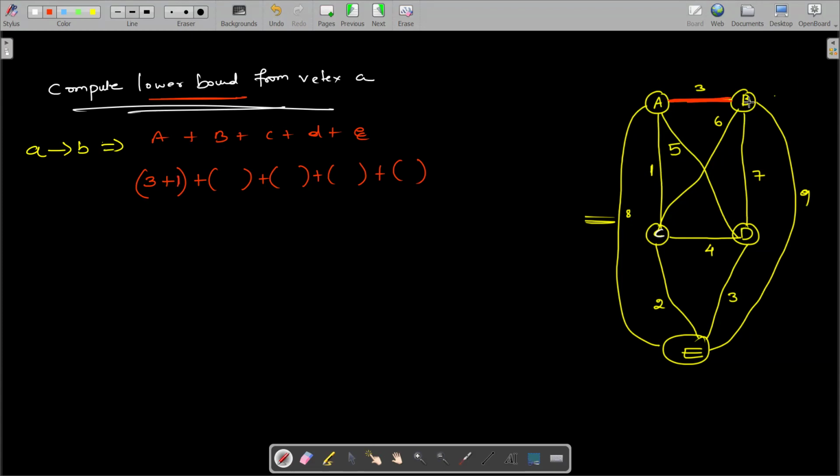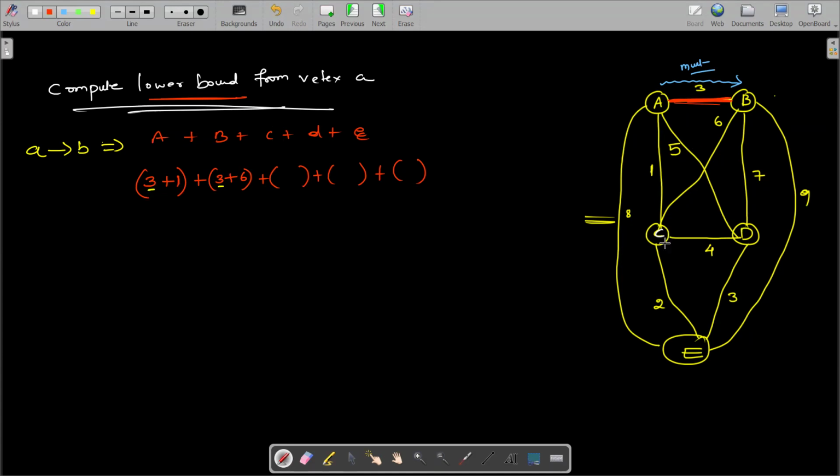When you go to the B, there are 6, 7, again 9, again 3. But this path we have to include, that's the reason why 3 here. Again, which is the minimum? That is 6. See why I am including both values here, 3 as well as 6. The reason is very simple: I am traveling from A to B. That is the reason why this path is a must. You must include it in these S values. So that's the reason.